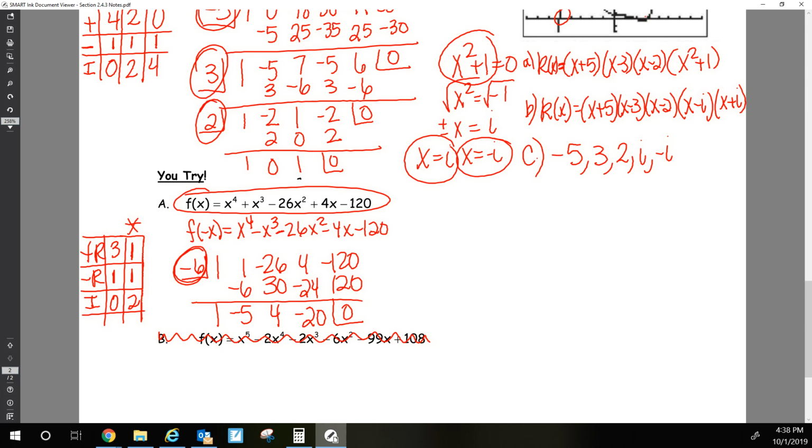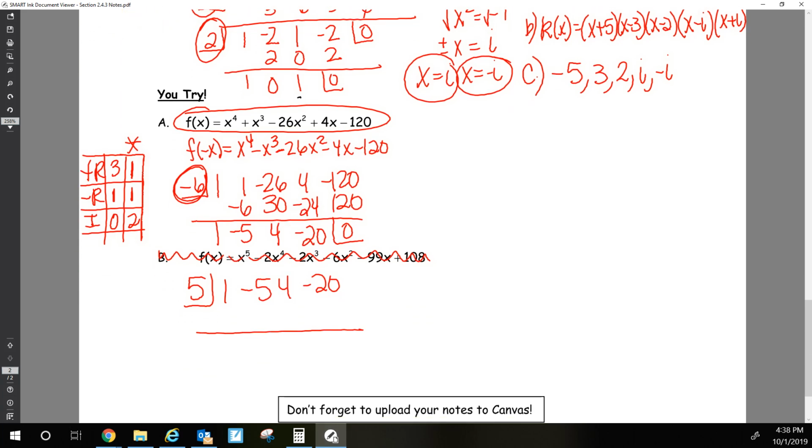The other one we said we thought was at 5. So I'm going to plug it into this guy down here. 1, -5, 4, -20. Bring down the 1 times 5 is 5, minus 5 is 0, times anything is still 0. Bring down the 4 times 5 is 20, and that's a 0. And this is going to be x squared plus 4. This is a non-factorable quadratic, so we're already ready to do part A.